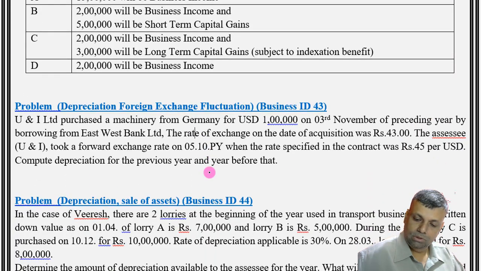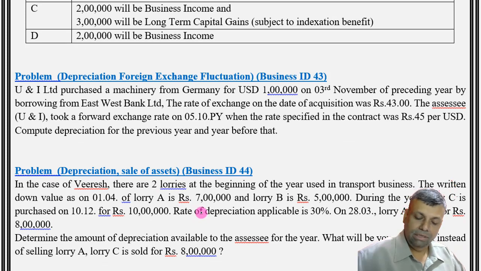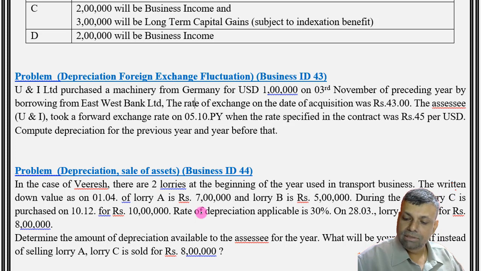Come to this particular question ID number 43. You and I Limited purchased machinery from Germany for USD 1 lakh on 3rd November of the preceding year by borrowing from East West Bank Limited. The rate of exchange on the date of acquisition is 43. The company took a forward exchange rate on 5/10 of the previous year when the specified rate of the contract was 45 USD. Compute depreciation for the previous year and the year before that.